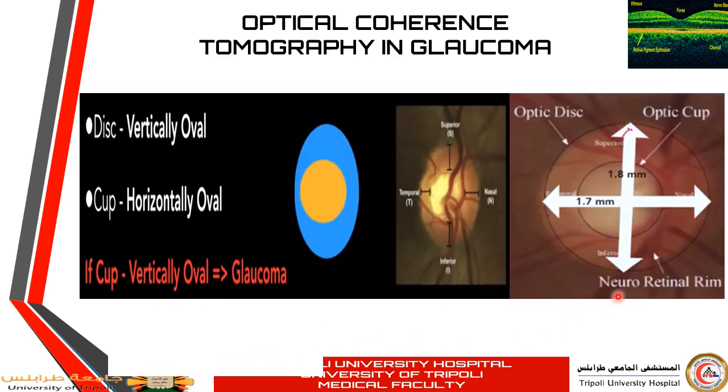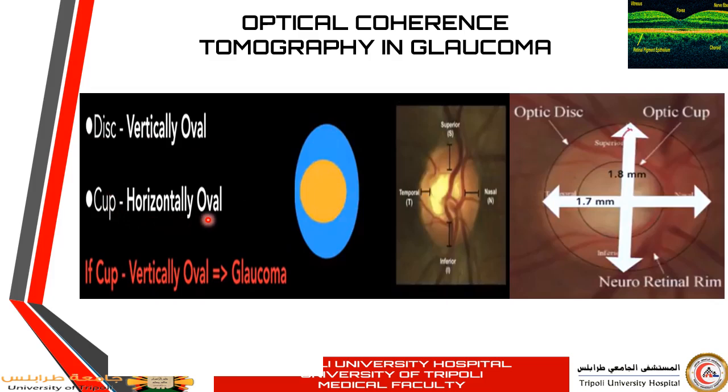As I mentioned, when you see this picture, this is the normal shape of the optic nerve. You can see that the vertical diameter is around 1.8 millimeter and the horizontal is 1.7 millimeter. This makes the optic nerve a little bit oval, vertically oval. This is normal. However, the optic cup is horizontally oval. This is normal, as you can see here and also in this picture. This is the normal optic disc, and this is the optic cup. So the disc is vertically oval and the cup is horizontally oval.